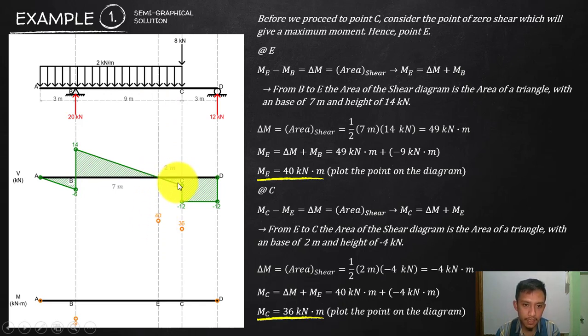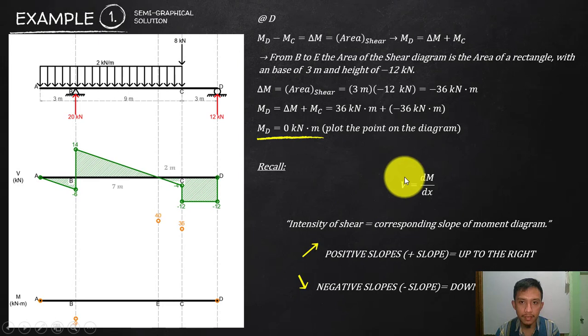There is a negative area. So 1/2 base times height, that is just a triangle. Calculate that one. This will be a -4. So 40 minus 4 is 36. And then finally, the area here is a negative. This is now a rectangle, base times height. Base 3 times height, which is negative, is -36. So 36 plus -36 will give us 0, which is true since there is no moment here.